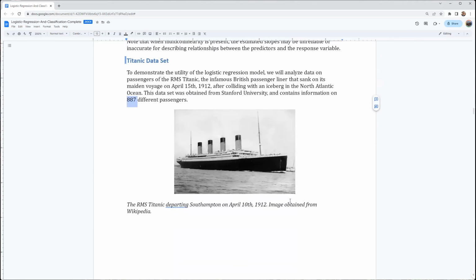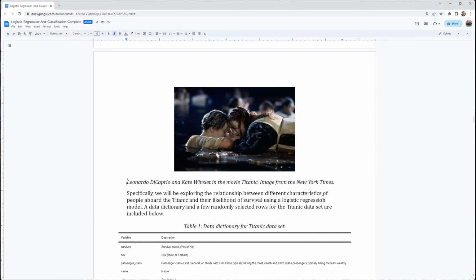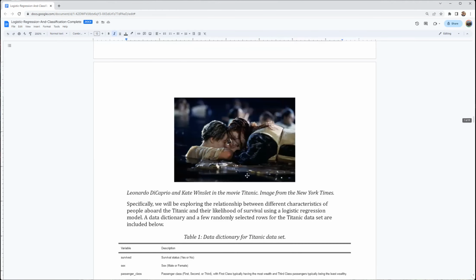So here's an actual picture of the Titanic, huge boat. And here's a picture of a not real setting related to the Titanic, but still interesting. We have Leonardo DiCaprio in the movie Titanic and Kate Winslet, who are playing Jack Dawson and Rose, two fictional people from the Titanic, and the Titanic sank, right? If you haven't seen the movie, spoiler, the Titanic sinks, unfortunately. And Jack and Rose are stuck in the water with Jack freezing cold here.